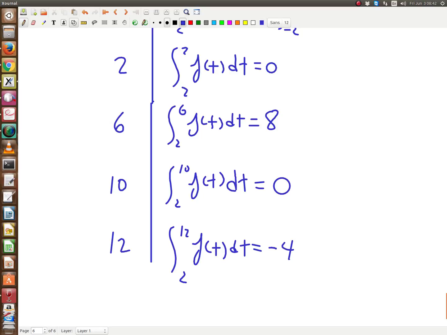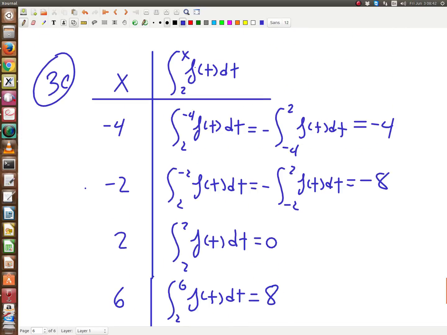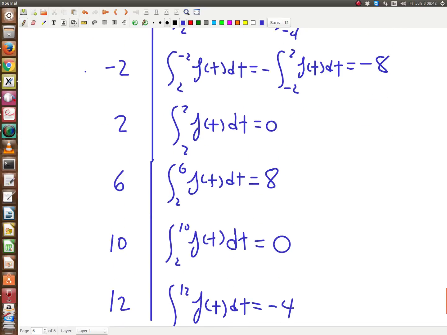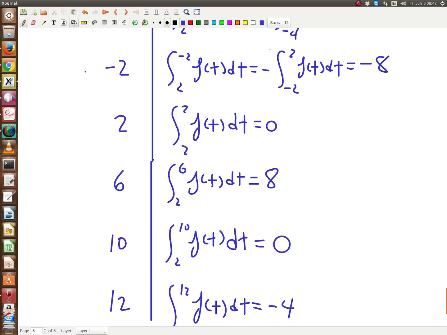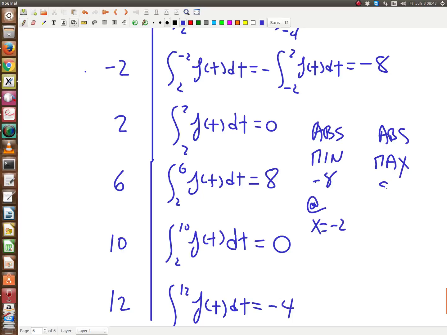So now take a look at your values. What is the greatest value? On the right side of the column, +8. What's the least value? It's -8. Okay, so we're going to write a sentence that says something like, absolute min is -8 at x equals -2. And absolute max for g of x is positive 8 at x equals 6. You can write that in sentence form, but that's basically the answer.